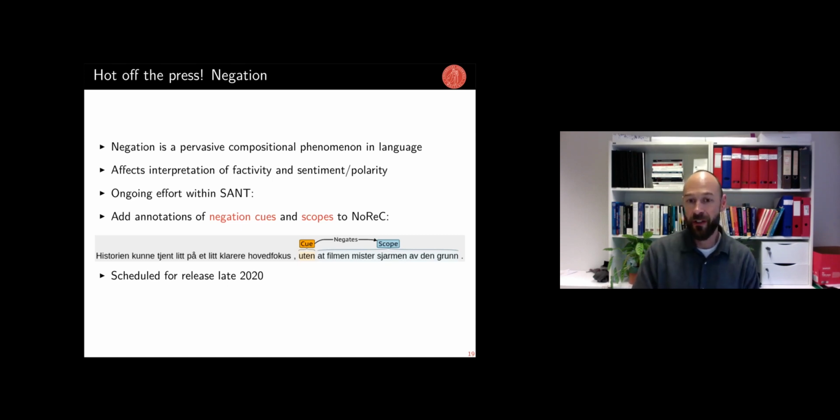So in this data set, we're trying to explicitly annotate information about negation to train models to identify this explicitly, and also to be able to test how well models are able to take negation into account. And this data will be released within a matter of weeks from now.